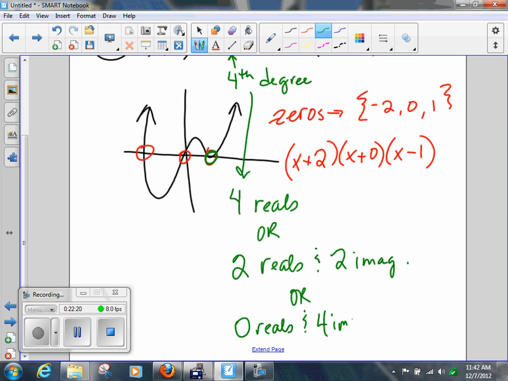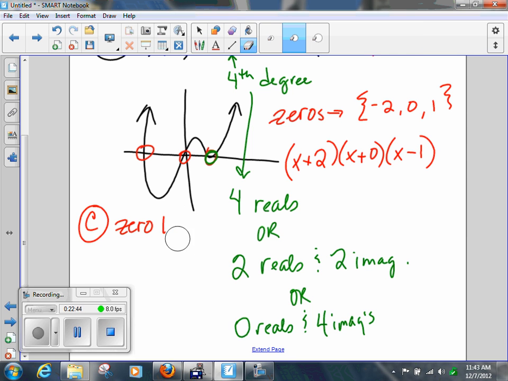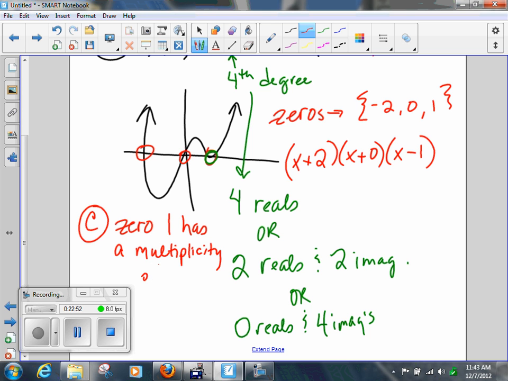and 4 imaginaries. All right, I can tell you right now the answer is C. The answer is C to 17. Write it down. C, which said that the 0, 1 has a multiplicity of 2. I know what it has to do with. Y'all remember us talking about, very briefly, double roots. This has to do with double roots.